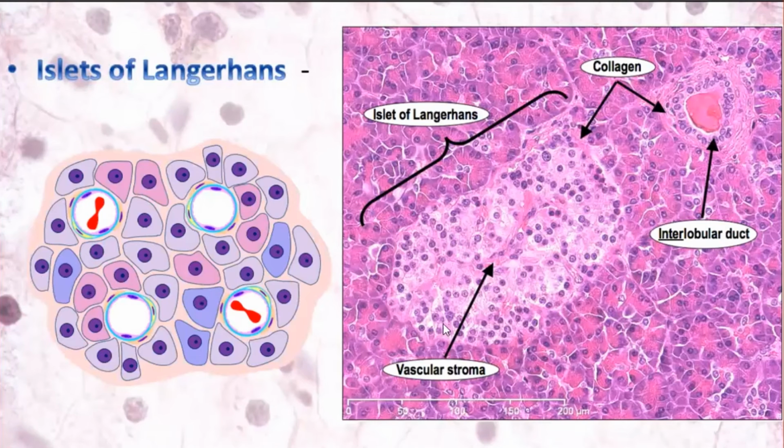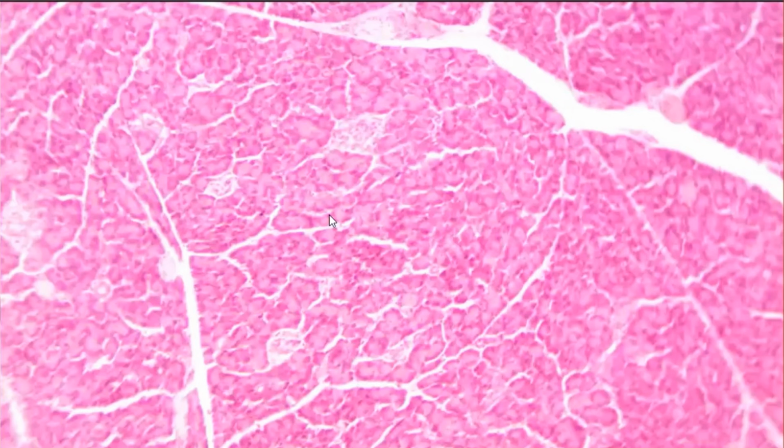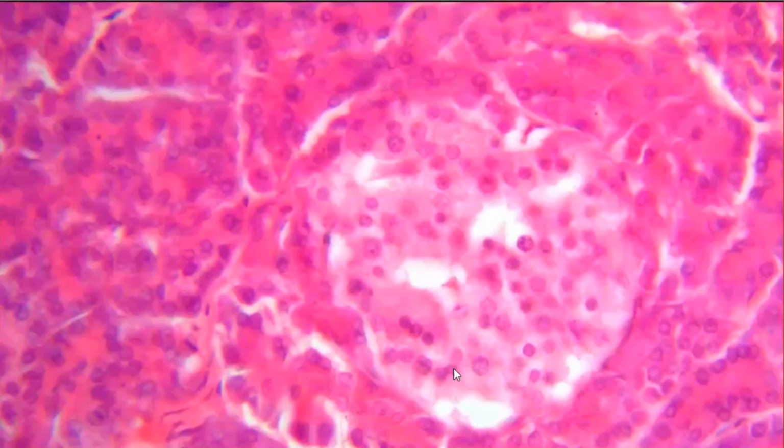Here we can see islet of Langerhans. There is vascular stroma, there are blood vessels, capillaries inside the islet, and there are numerous cells, and it's surrounded by the pancreatic acini, which provide exocrine function. Here we can see pancreatic acini, and between them we can find here islets of Langerhans. We can find them here, and they provide endocrine function of pancreas. Here we can see islet of Langerhans, and it's surrounded with pancreatic acini.